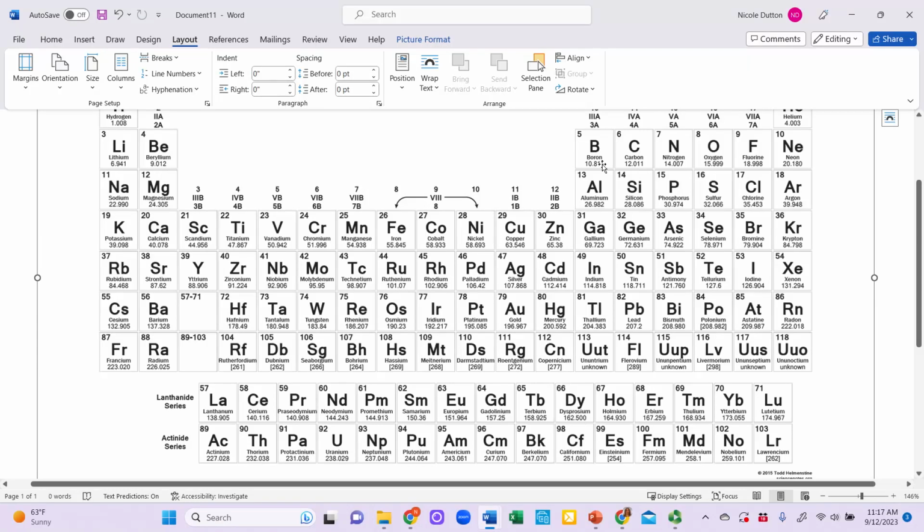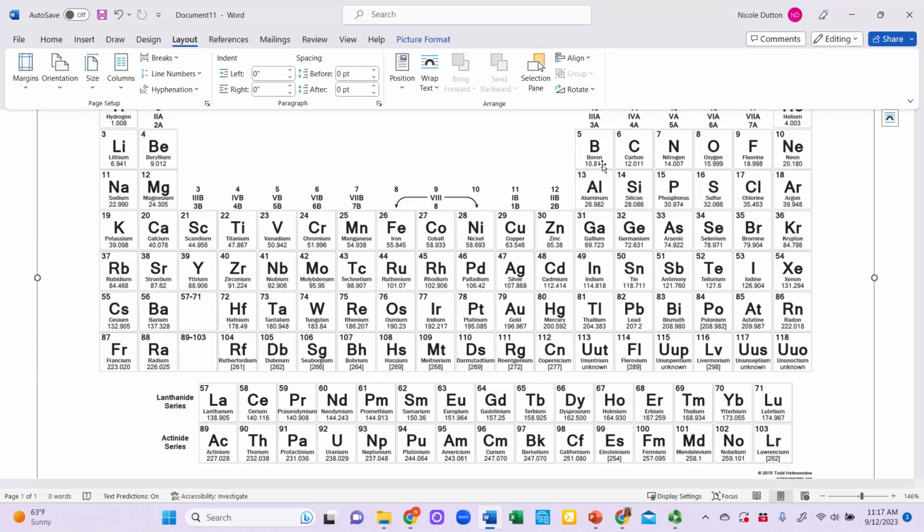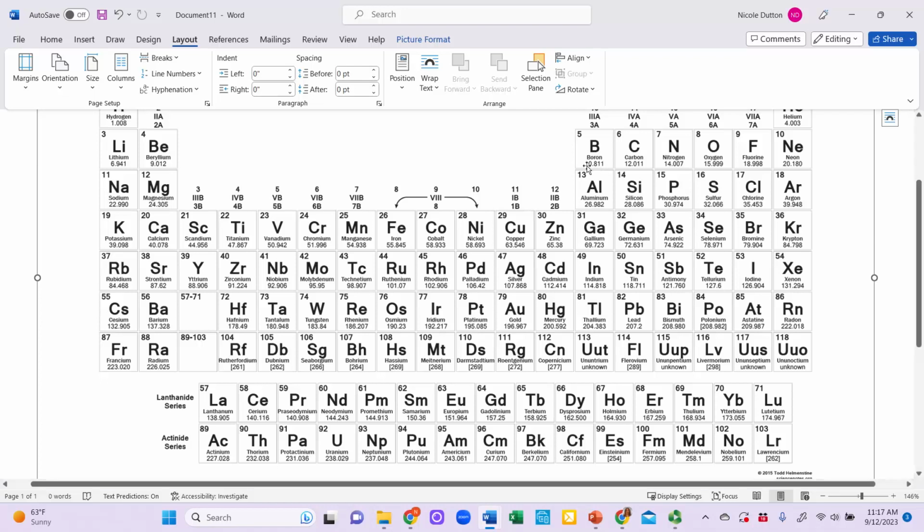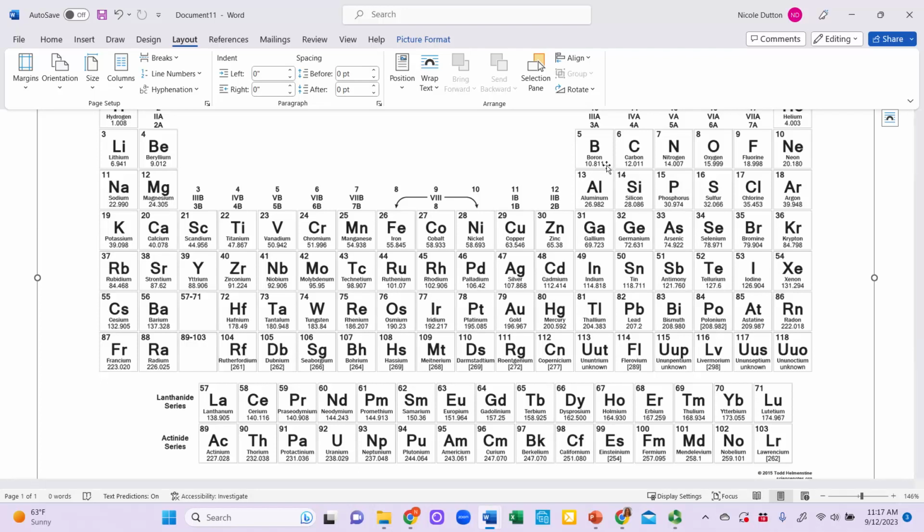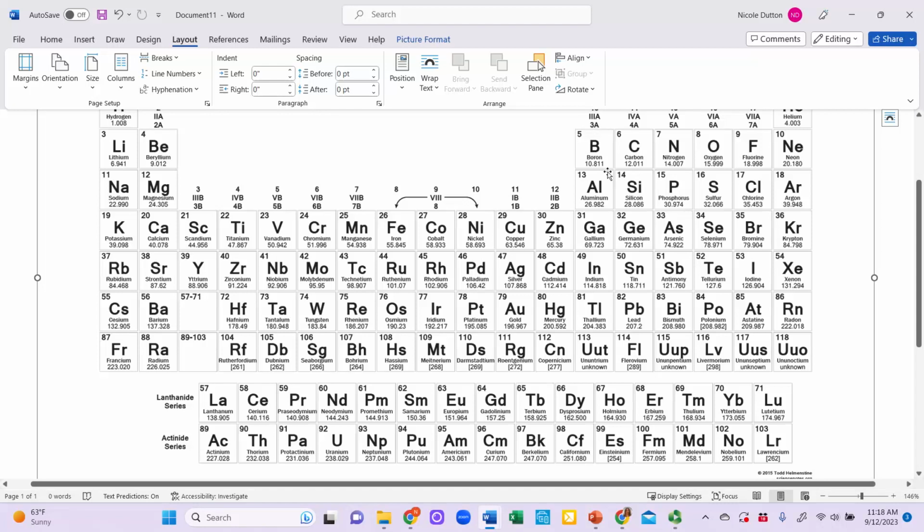So not only is this equivalent, once we round it, to the number of protons and neutrons in the nucleus of an atom, this is also equivalent to what the mass of one mole of this element would be. So if we take 1 mole of boron atoms, and 1 mole, we're talking about 6.022 times 10 to the 23rd atoms of boron, it would have a mass of 10.811 grams. So the mass comes directly from the periodic table.